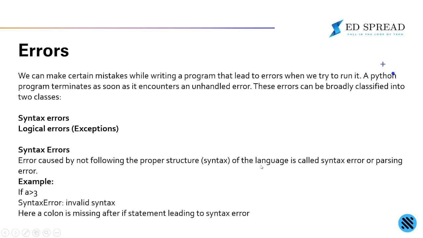Syntax errors are the errors which occur due to mistakes in syntax. Syntax is nothing but a proper structure that needs to be followed in order to execute the code properly, right? Let us see an example of a syntax error: if a is greater than 3. Here the colon is missing, that's why this is a syntax error. According to syntax the colon needs to be present. We will get this message on our terminal: syntax error, invalid syntax. Here a colon is missing after an if statement, leading to a syntax error.